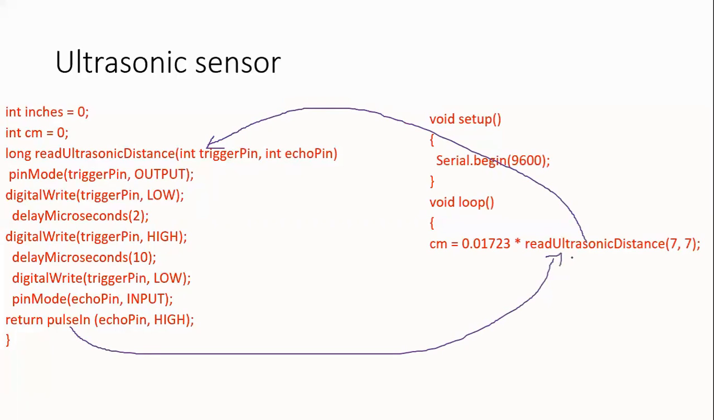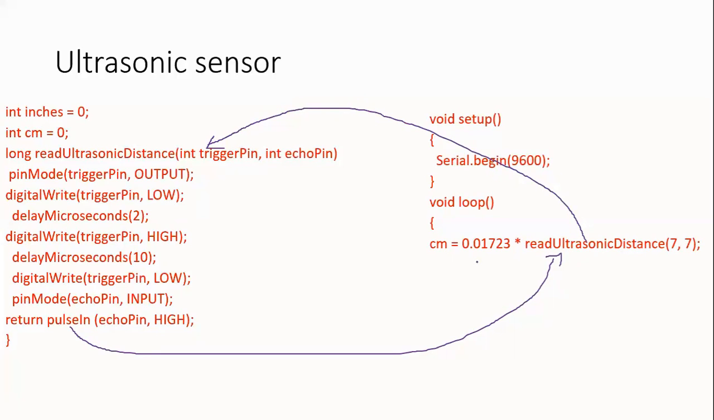So that is basically the length of the pulse. So that into 0.01723, which is nothing but the time into speed divided by 2. Okay, divided by 2. So that is equal to centimeter.